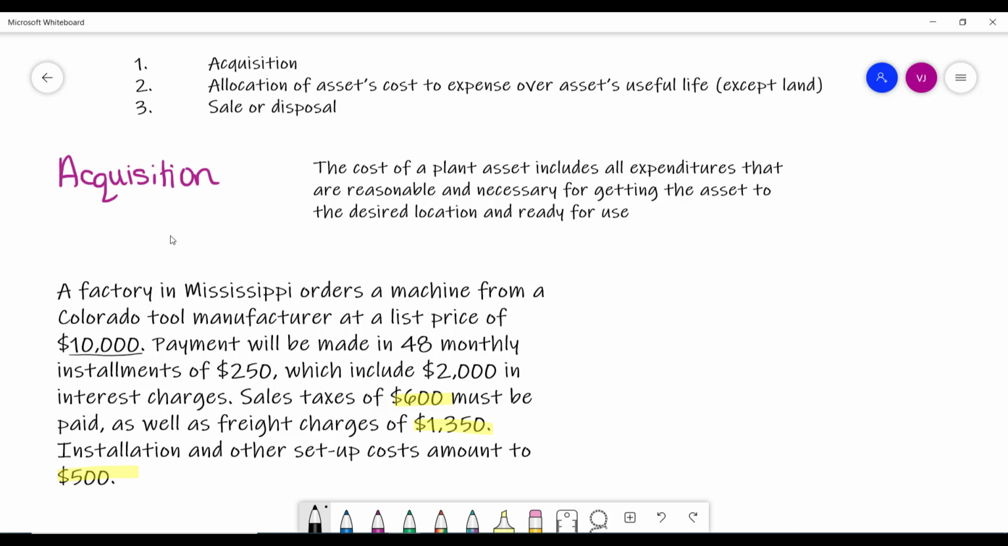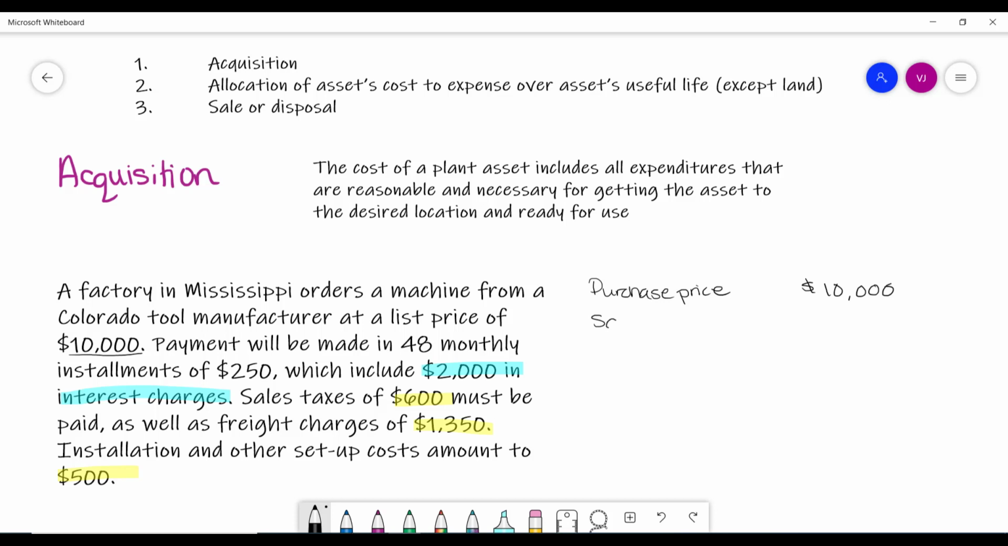So the first thing we start with is the actual purchase price. So the purchase price here we know is $10,000. So that obviously we'll start with. But then we go through this list of expenditures and determine which of these are reasonable and necessary for getting the asset ready for use and to its desired location. So remember, the first thing they mention here is the $2,000 in interest charges. If you're financing the purchase of something, interest charges are not included as part of the asset's total cost. Instead, that interest will be expensed out as interest expense for the period. So we're not going to add in that $2,000.